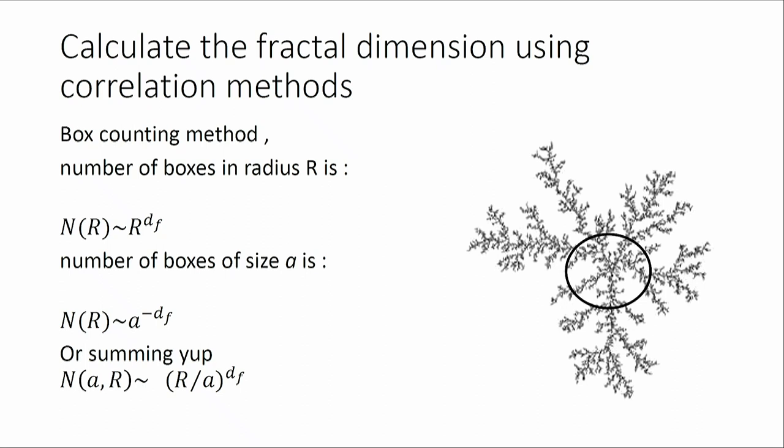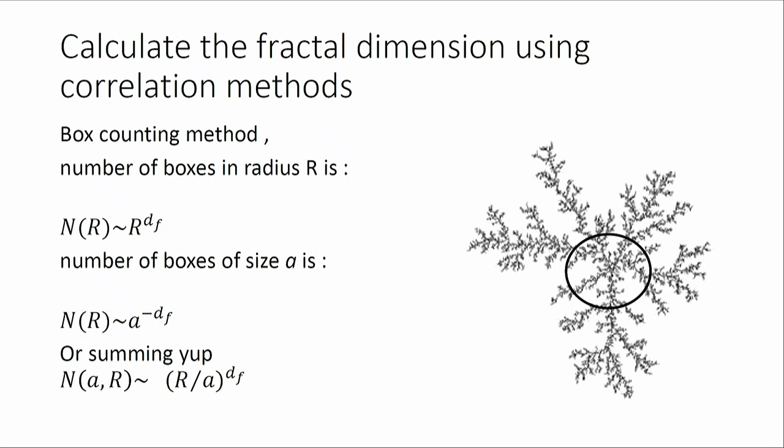The number of small circles I need to cover the shape obviously grows with R, where R is the radius of this circle. As I make R bigger, I need more circles to cover it. And the number of circles I need when R is very large is clearly related to the fractal dimension, because that's exactly the definition of fractal dimension.